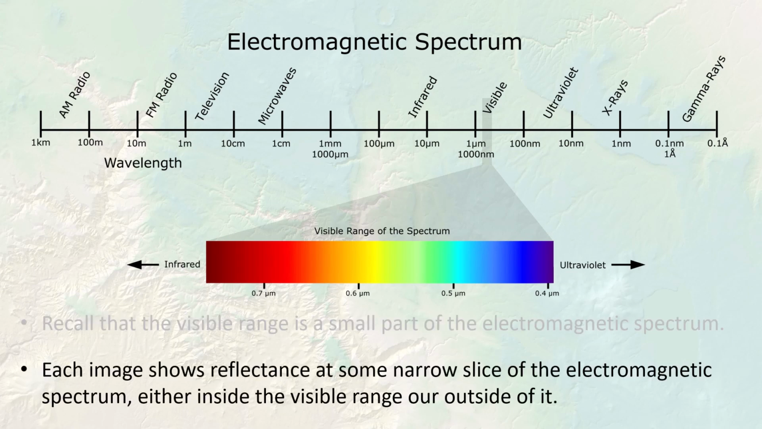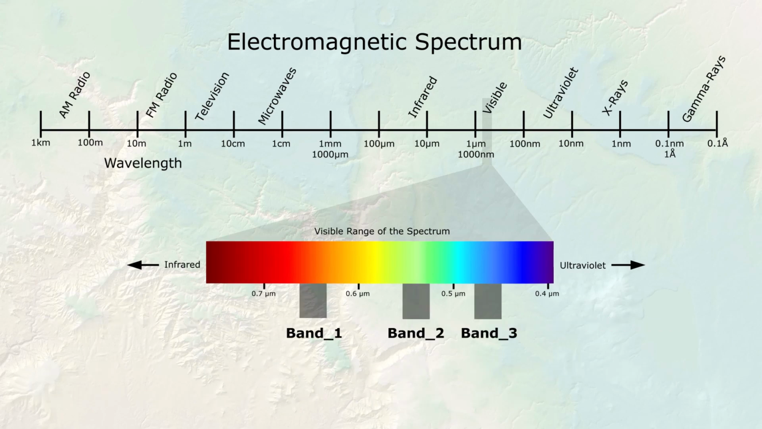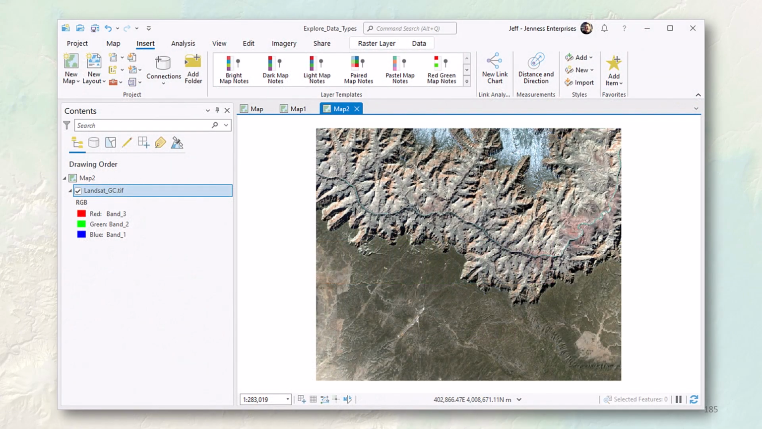And when we do this multispectral imagery, each image just shows the reflectance of some narrow slice of the total spectrum. And when we're doing this imagery that looks like true color, we're taking slices here at the red, green, and blue sections of the visible range. So in this case, imagine that we've taken 3 images. Band 1 is in the red, band 2 is in the green, band 3 is in the blue. We take those 3 images, we plug them into our map view.